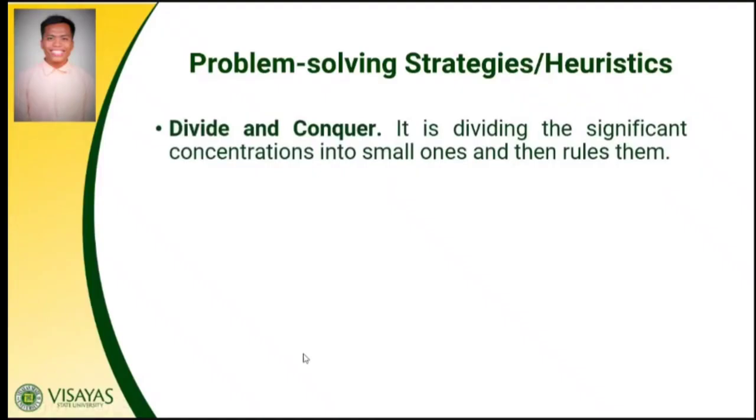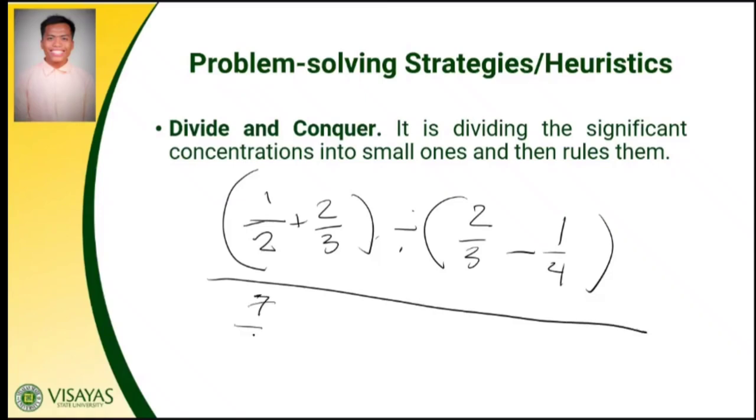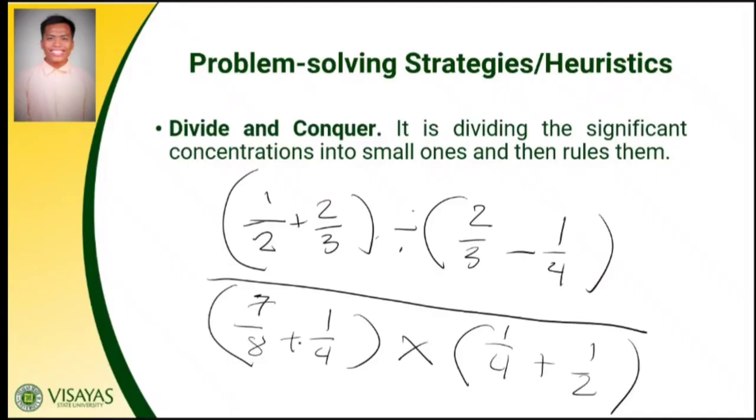Okay? Next strategy, the fourth one is divide and conquer. It is dividing the significant concentrations into small ones and then solving them. So if a problem is very long, let's say for example, 1/2 plus 2/3, divided by 2/3 minus 1/4, over 7/8 plus 1/4 times 1/4 plus 1/2. What is the answer to this? It's very long.